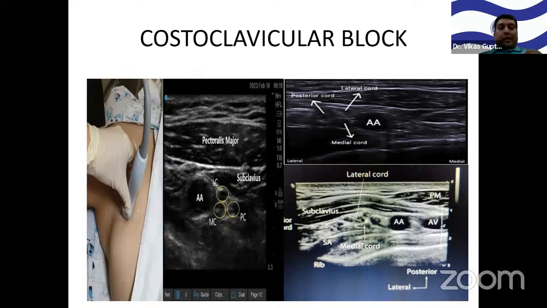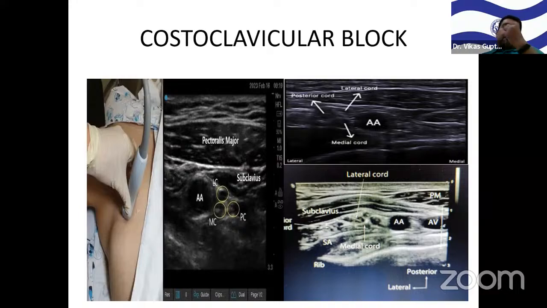We use an in-plane approach, lateral to medial, and we have to identify these muscles: the pectoralis major, the subclavius above, and serratus anterior below. The needle will go in plane, lateral to medial, and enter this oval plane, and we inject 20 ml of 0.5% bupivacaine. It will equally block all three cords at the same level. So it is a very good block, and the phrenic nerve is also spared. We can do all types of surgeries with the costoclavicular block.